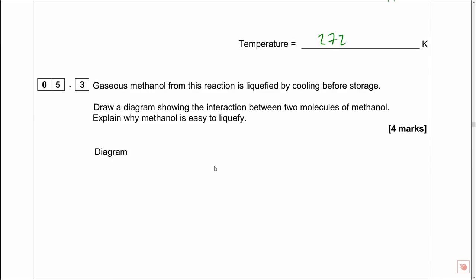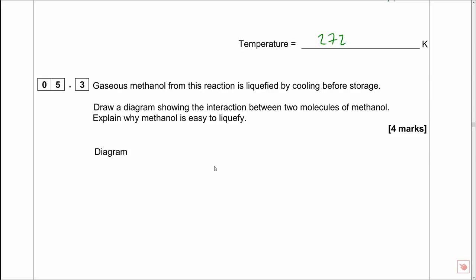5.3. Gaseous methanol from the interaction is liquefied by cooling before storage. Draw a diagram showing the interaction between two molecules of methanol. Explain why methanol is easy to liquefy.